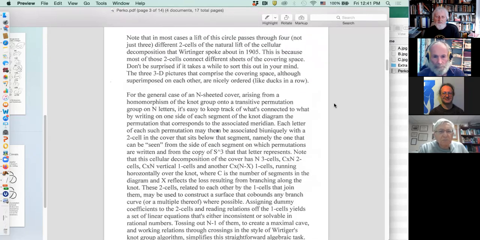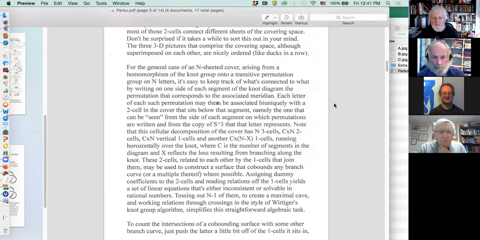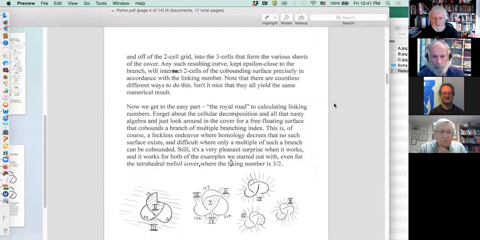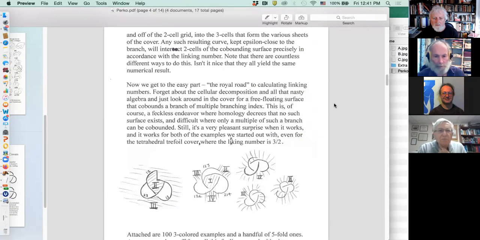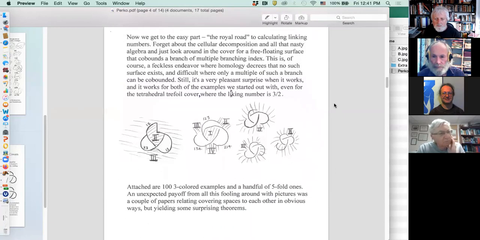This page just talks about how you give everything a name and you set up equations and everything, but then scroll to the next page. Here. But that's the general algorithm that I gave in my thesis on how you can give everything a name and do a whole bunch of linear algebra and calculate the linking number. But you can also just jump right in and look around for it.